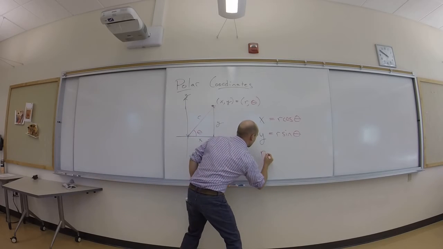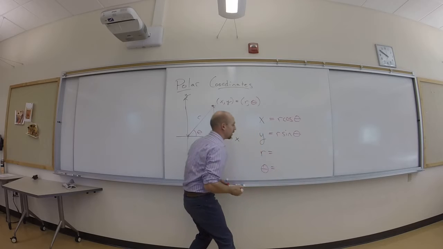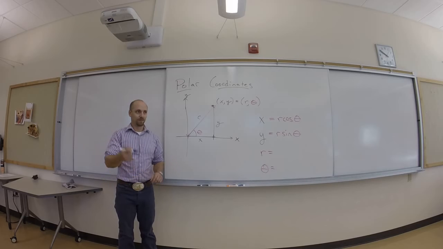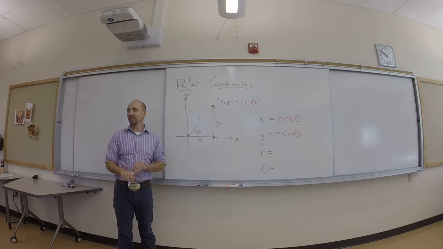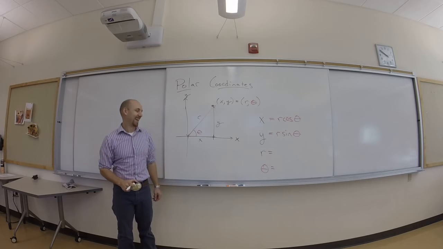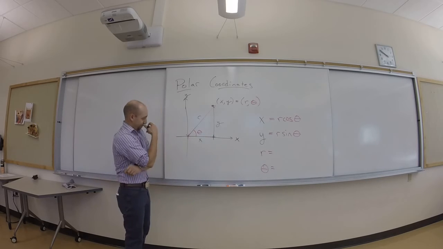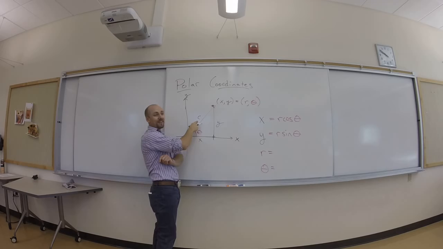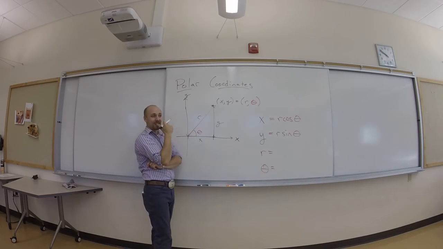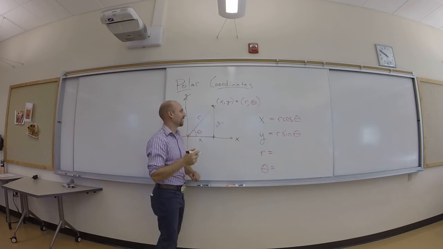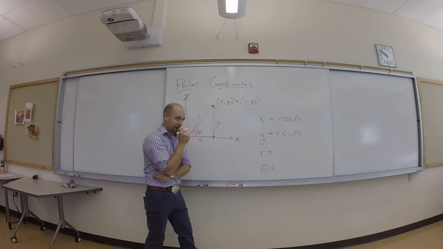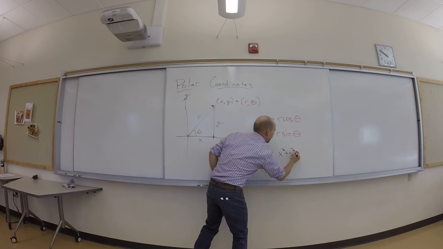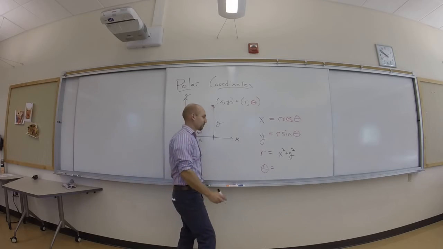So I should be able to write equations for r and theta in terms of the old stuff. What tool do you have that takes sides like the black ones and turns them into this r? The Pythagorean theorem, right? So r is going to be what? Square root of x squared plus y squared. Make sure you take the square root of that business.